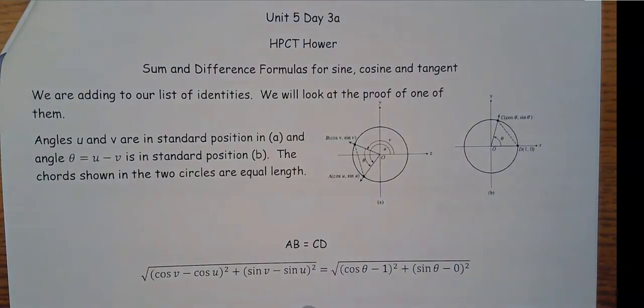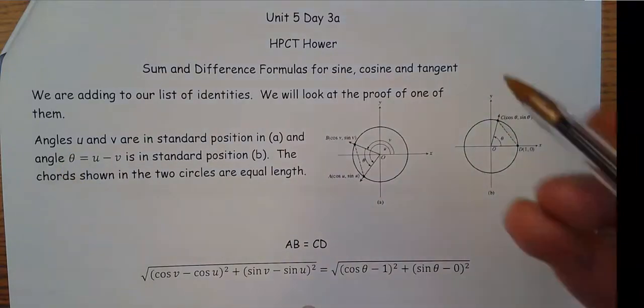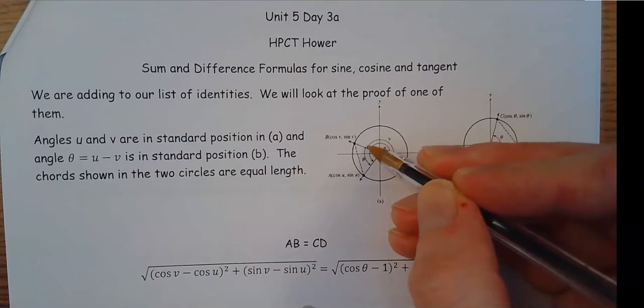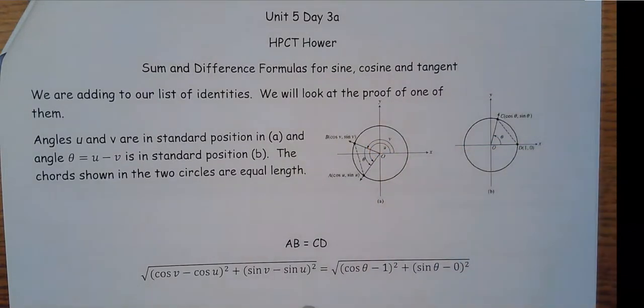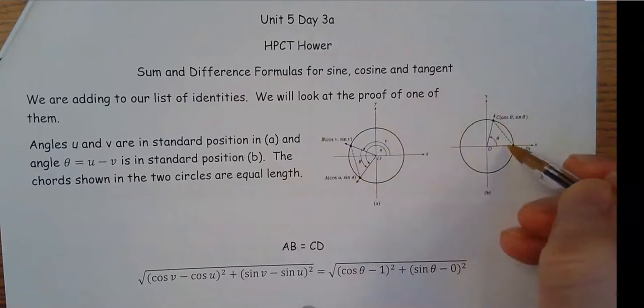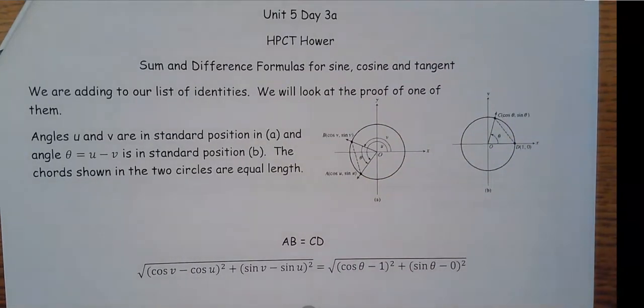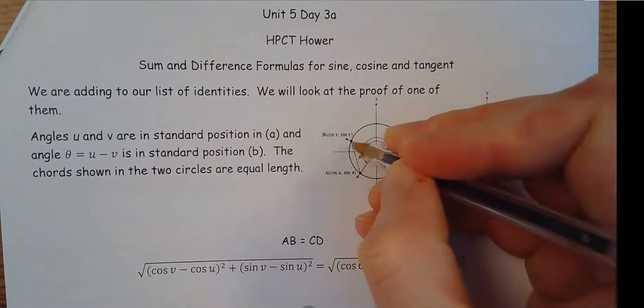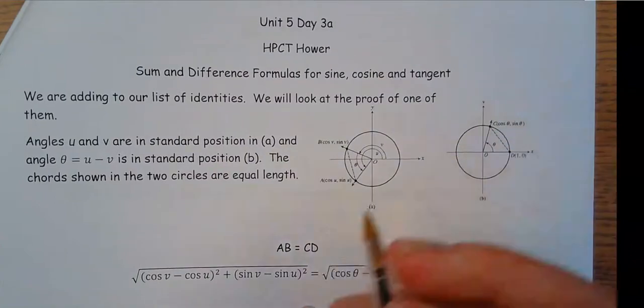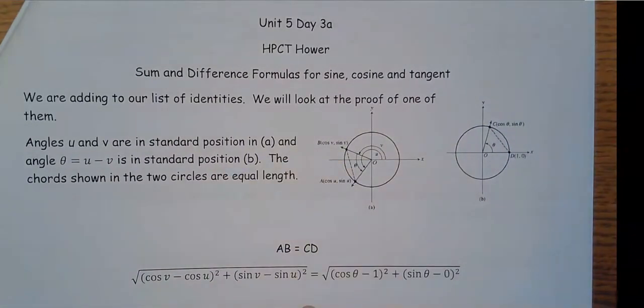So angles U and V. Here's angle U, this big angle. Angle V is a smaller angle. Those are in standard position. And if we took U minus V, we'd get theta, which is this theta right here. So basically, this angle and this angle are the same. The chords of these two would be the same. So if I drew a straight line from A to B, that would equal the line from C to D, because they're the same angle. It's on the unit circle, so they would both have the same length.